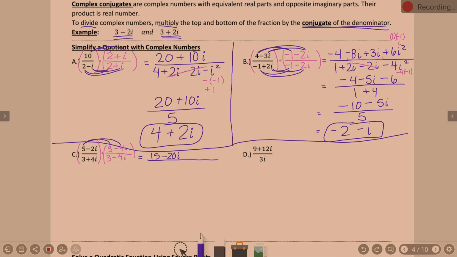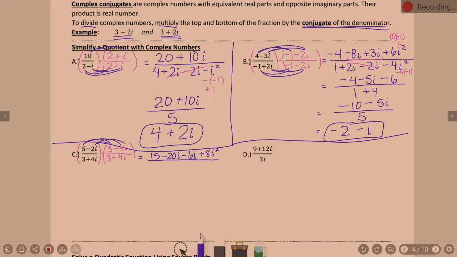I'm at minus 20i. You're on a different spot, and you can do them in any order. Or maybe you're just ahead of me. Okay, negative 2i times 3 is minus 6i. Negative 2i times negative 4i is plus 8i squared.